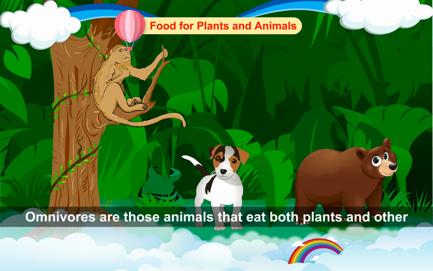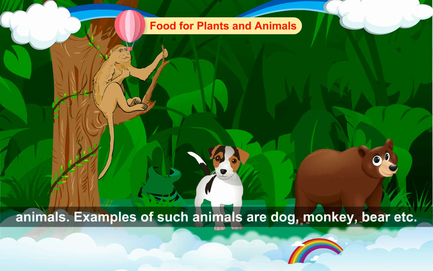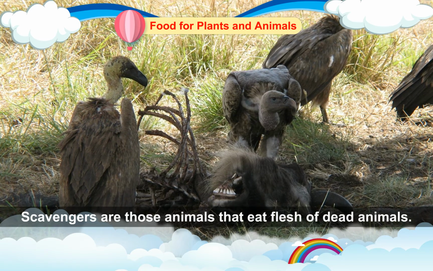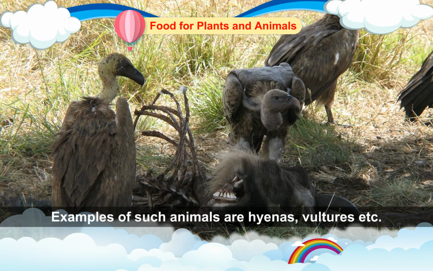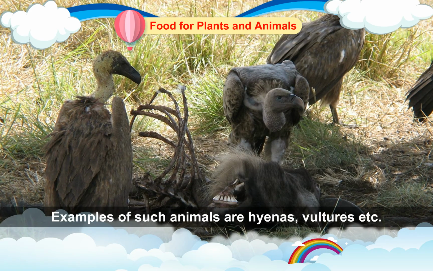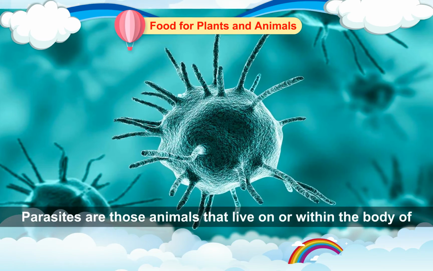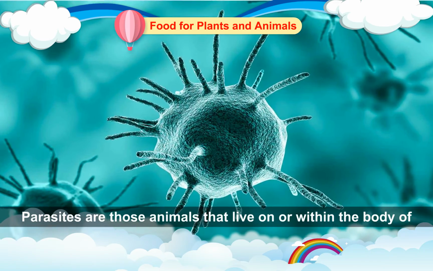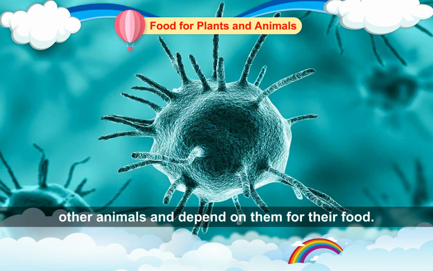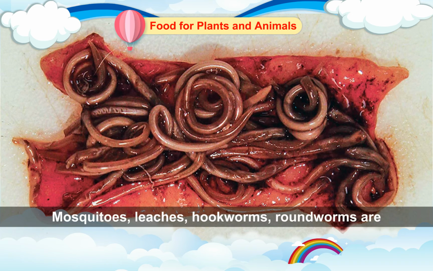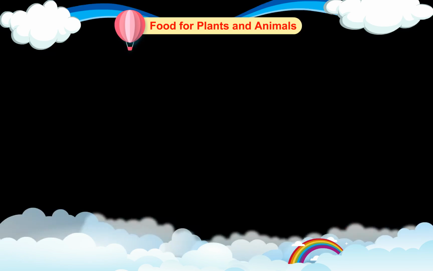Omnivores. Omnivores are those animals that eat both plants and other animals. Examples of such animals are dog, monkey, bear, etc. Scavengers. Scavengers are those animals that eat flesh of dead animals. Examples are hyenas, vultures, etc. Parasites. Parasites are those animals that live on or within the body of other animals and depend on them for their food. Mosquitoes, leeches, hookworms, roundworms are some examples of parasites.